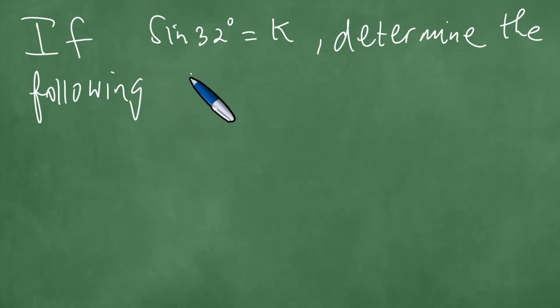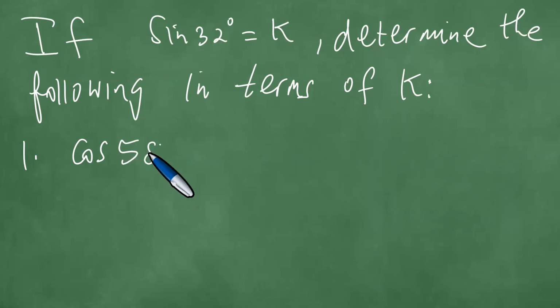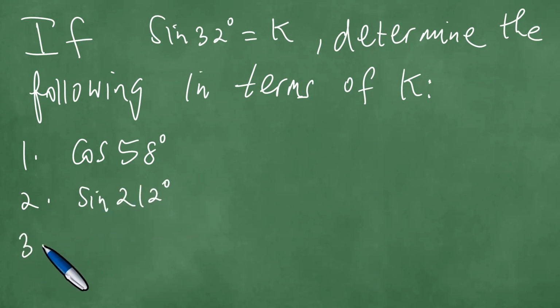Determine the following in terms of K. Number one, cosine 58 degrees. Number two, the sine of 212 degrees. Number three, the tangent of 32 degrees.